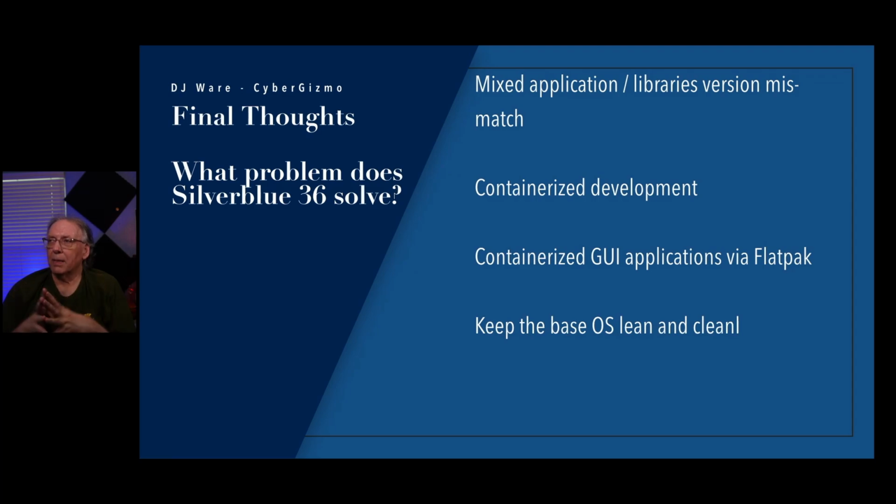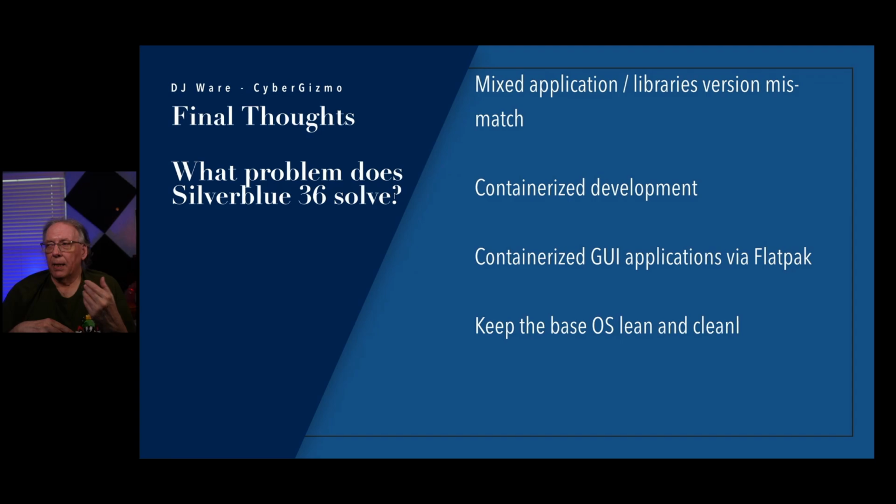So, what problems does it solve? It allows you to have a mixed application library version mismatch operating within the system and being controlled, so that you can try out the latest versions of an application without potentially harming what's going on in your base operating system. It has containerized development, and the advantage there is I can have multiple projects going on at the same time that have different version requirements.